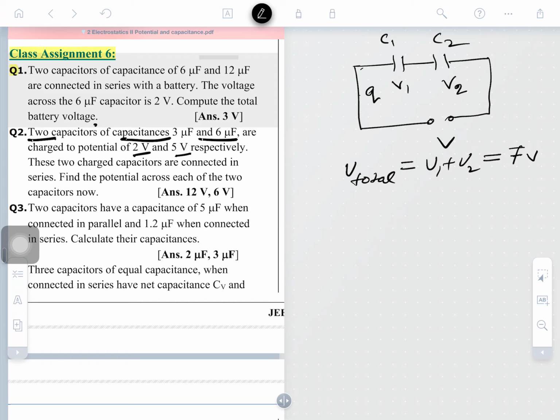So the question is: two capacitors, 3 microfarad and 6 microfarad, are charged to potentials 2 volt and 5 volt respectively. These two charged capacitors are connected in series. Find the potential across each of the two capacitors.